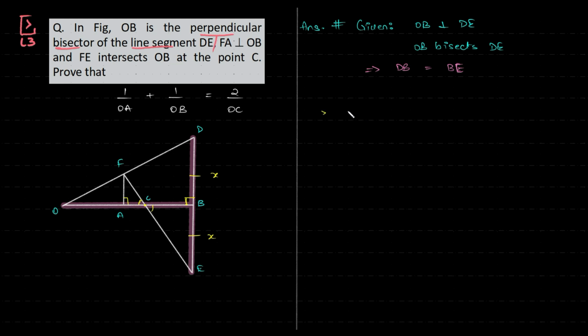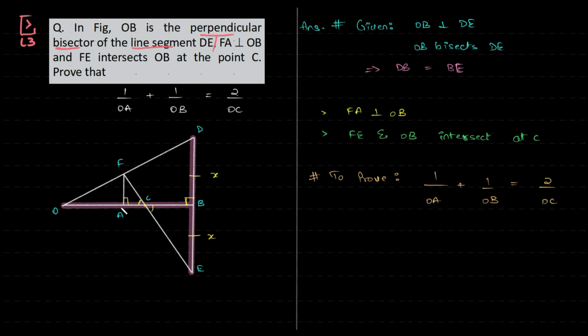What else? We also have AF is perpendicular to OB and also FE and OB intersect at C. Right? So these are all the things that are given. Then we have to prove. What is it that we have to prove? This is kind of weird. 1 by OA plus 1 by OB is equal to 2 by OC.